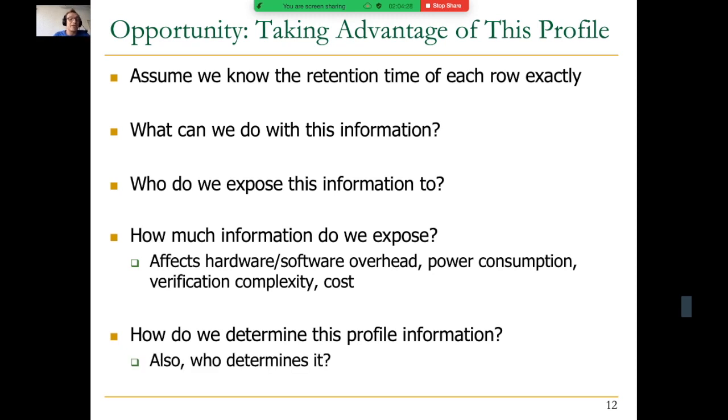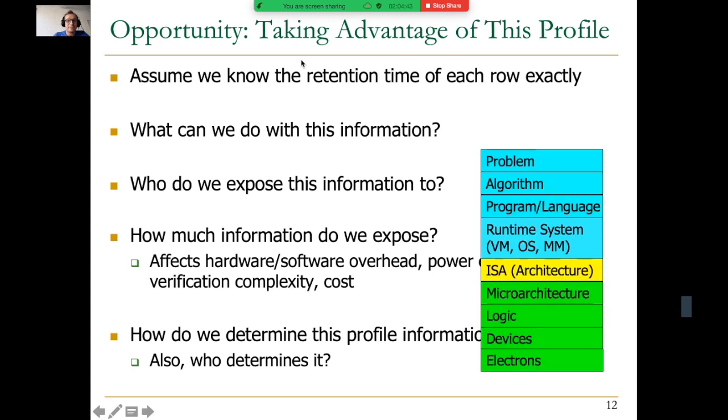Okay, and also, who determines it? It was very, very interesting also. Whose responsibility is it? Is it cooperative? Is it the memory manufacturer? Is it the memory controller? Is it the system manufacturer? So there are many, many things that can be done over here. Okay, so this is actually something that cuts across the stack, frankly.